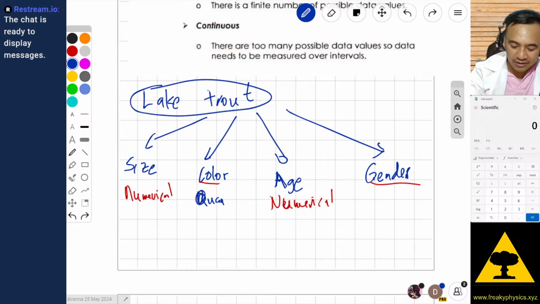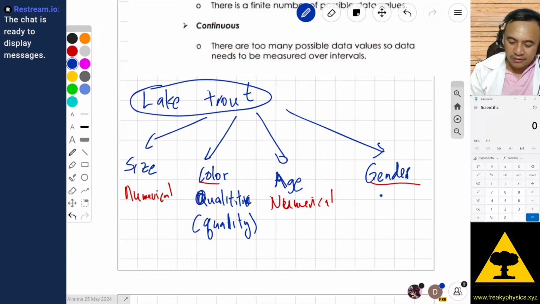Qualitative, rather. Okay, qualitative, because it's a quality, right? It comes from the word quality. Now here, gender is also qualitative, right? Qualitative. So this is again.